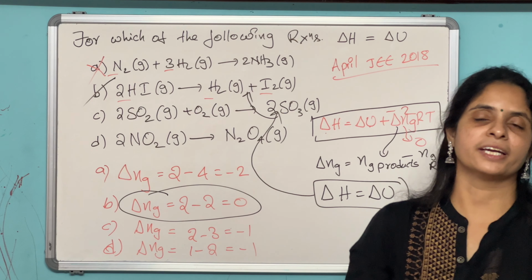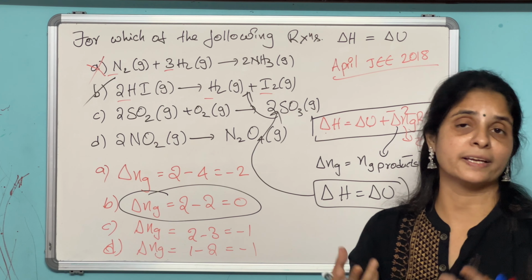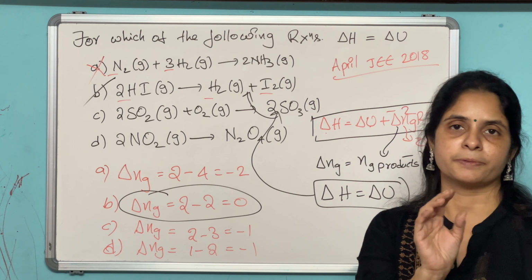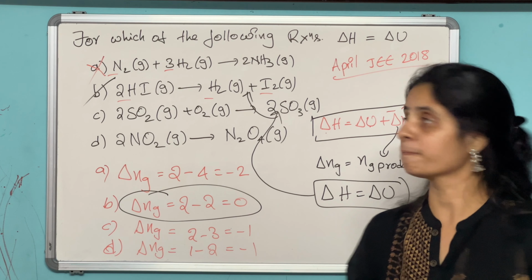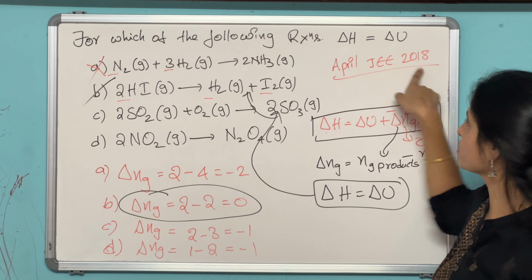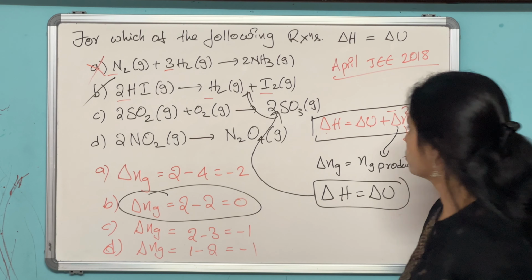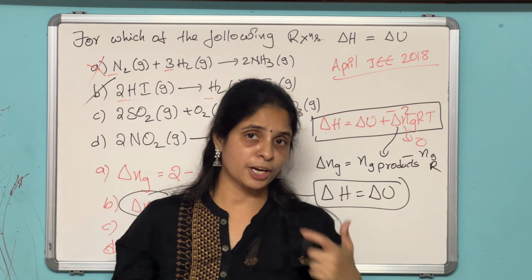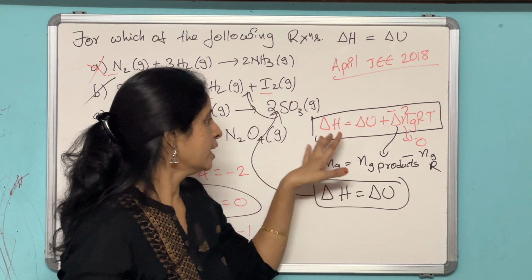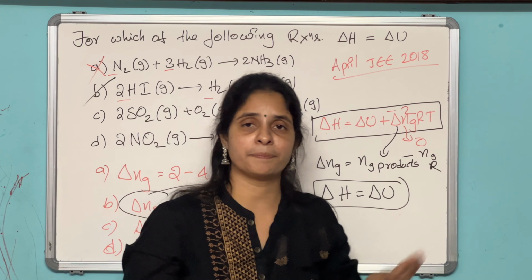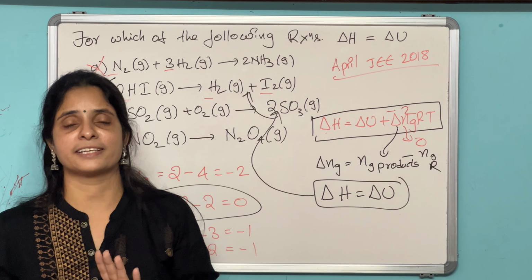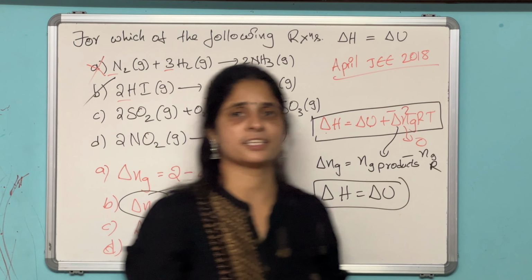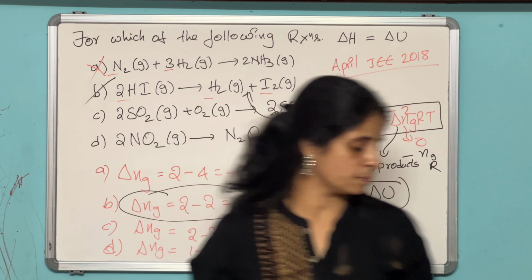See, in such a simple way you can solve any problem. If you remember a simple formula or a simple concept, you can solve questions easily. This was asked in April JEE 2018. What you have to remember is the new formula I have introduced: change in enthalpy, delta H, is equal to change in internal energy plus delta Ng RT. If you remember this relation, you can solve this question very easily. Now we'll see another question based on this.